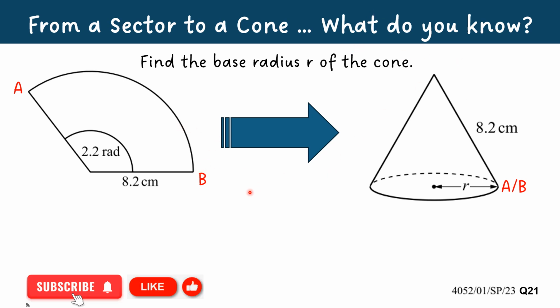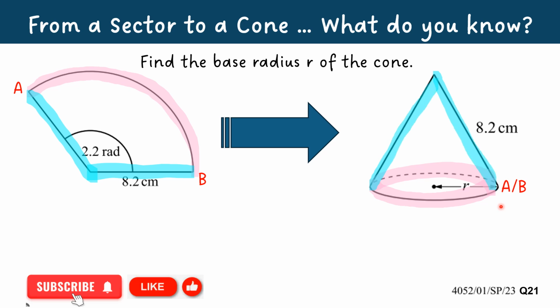Once we have this, you will observe that this arc length from the sector is actually the circumference of the cone. And then the radius of the sector is actually the slant height of the cone. This is something whereby you must be able to visualize. Now over here, we have the radius of the sector.